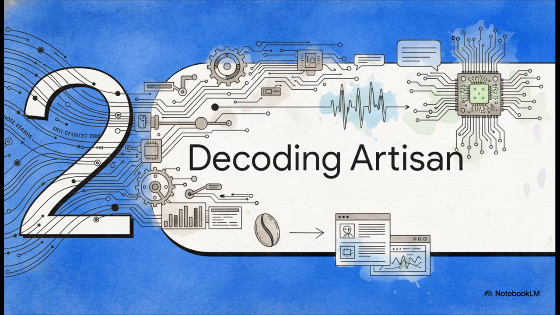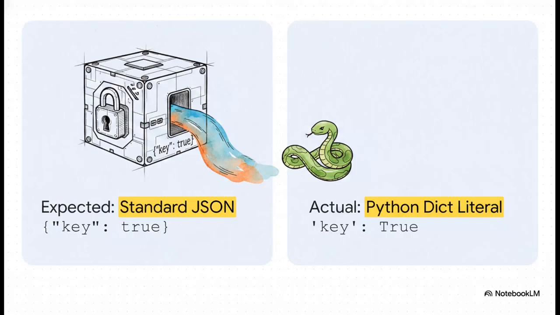Okay, let's get a little geeky for a second. To make this whole thing even possible, the tool had to solve one very specific problem. It had to learn how to speak the native language of the one piece of software pretty much every roaster uses, and that's Artisan. Now this is the discovery that pretty much cracked the whole thing wide open.